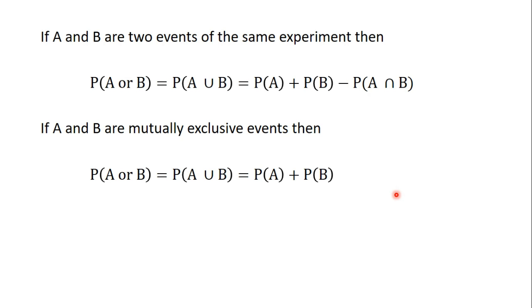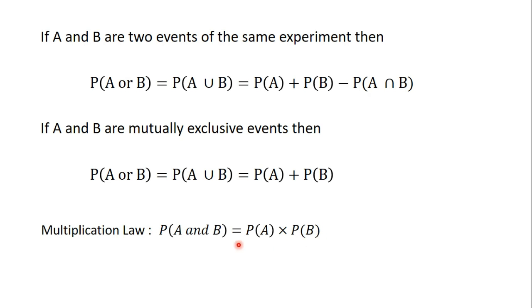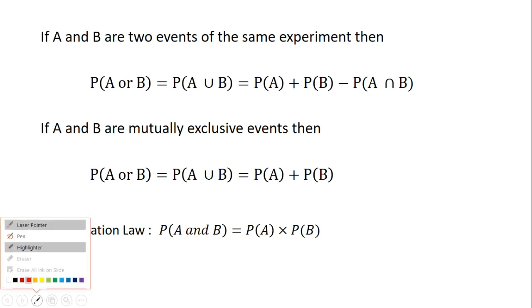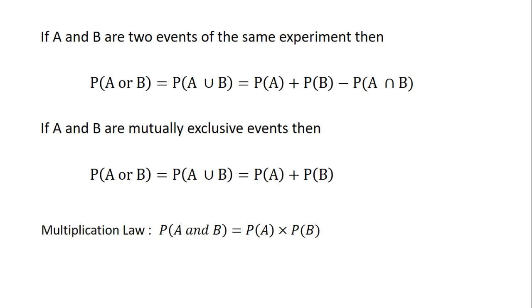In the previous video, we considered the multiplication law of probability. We learned that if we have two events A and B, the probability that A and B will occur is given as probability of A times probability of B. So when we have the word "and", we are going to multiply the two probabilities. So "and" means that we are going to multiply.